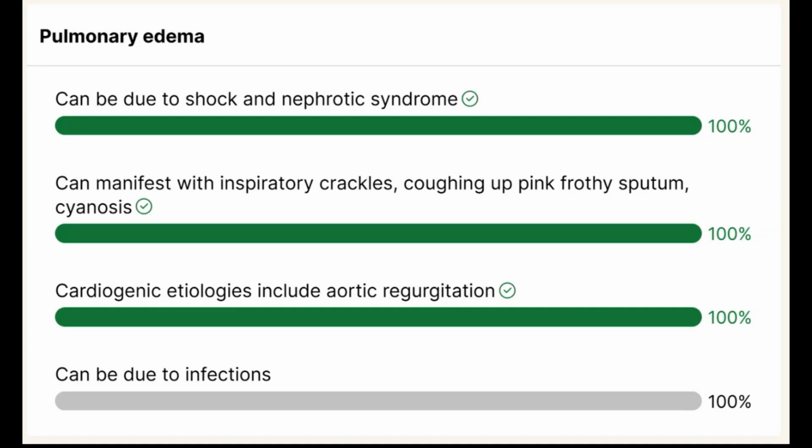Can be due to infections. So this is false because infections usually result in exudates, and exudates have a different composition from edema. It usually has more protein versus edema being more watery and more thin. And the other thing is that infections usually result in exudate that presents as pleural effusion, meaning that it is present between the pleurae. But pulmonary edemas refer more specifically to the pulmonary tissue being logged up with water.